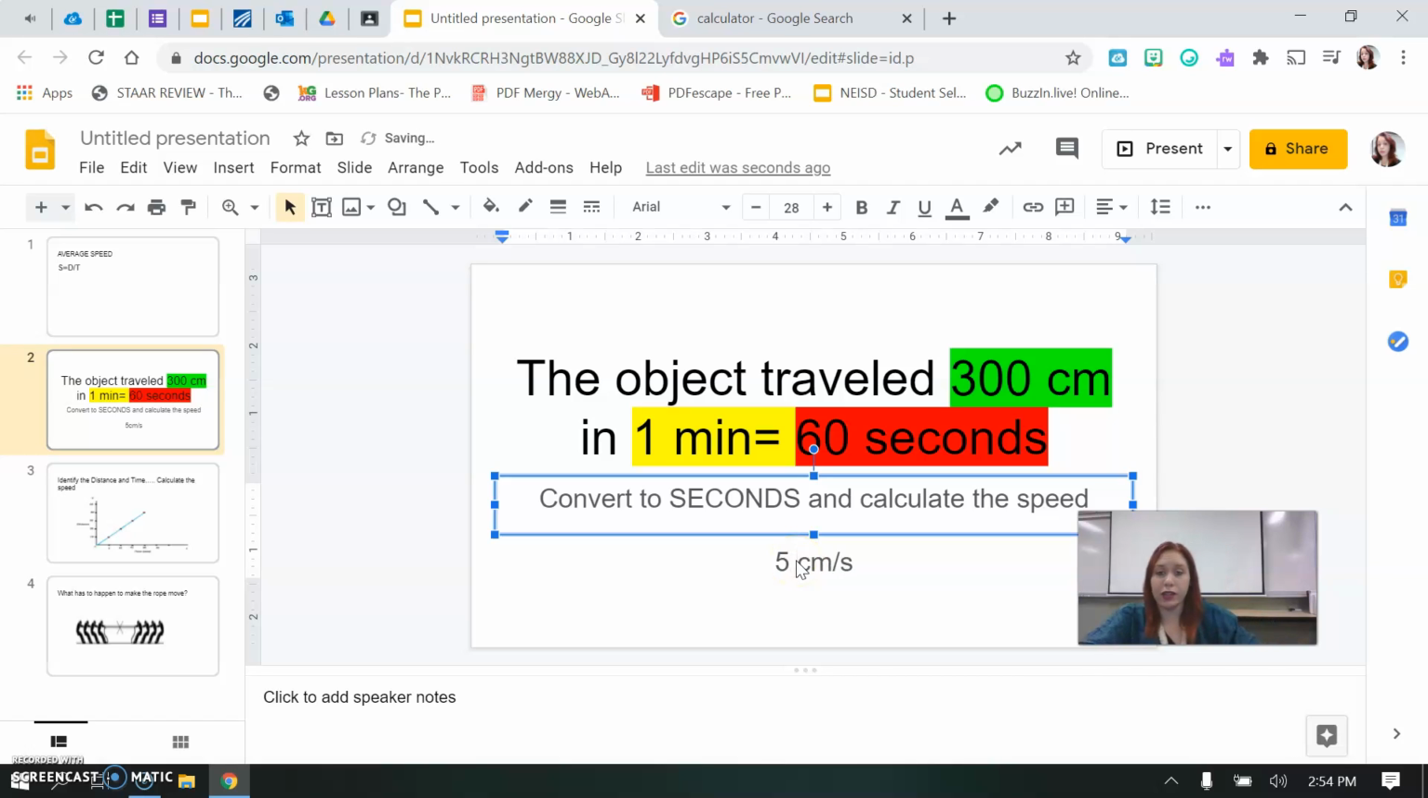So you'll have a question like this on the quiz where we'll give you a minute and you're going to be expected to convert it to seconds. Just remember that 1 minute is equal to 60 seconds. Then you would convert your minutes to seconds and divide the distance by the time, like normal. There's just one extra step to do that.